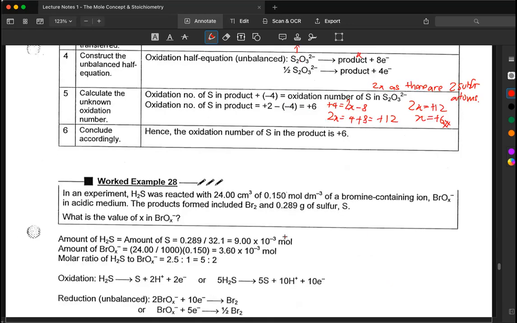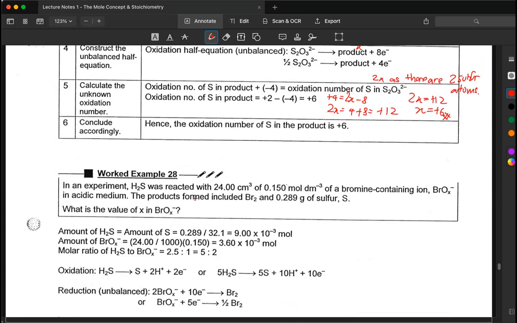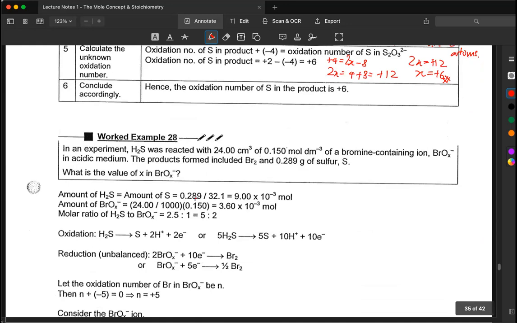Okay, now next one. Now you have to calculate the mole using the quantity they give. So in the experiment, H2S reacted with 24 cm³ of 0.10 mol per dm³ of bromine-containing ion BrOx minus in an acidic medium. The products formed are Br2 and 0.289 gram of sulfur. What is the value of x in BrOx minus?